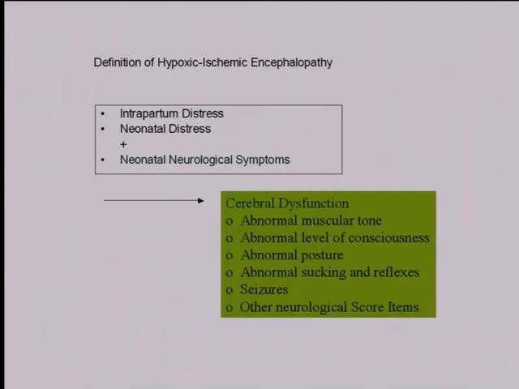Now, for cerebral dysfunction, you would assess the abnormal muscular tone, the abnormal level of consciousness, which is difficult, I agree, and abnormal posture, which is very indicative, but also abnormal reflexes such as sucking, Moro, and others I will tell you. And of course, whether seizures occur or not, and several other neurological items.